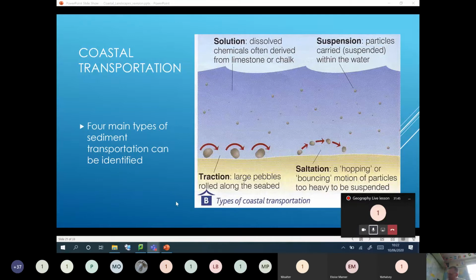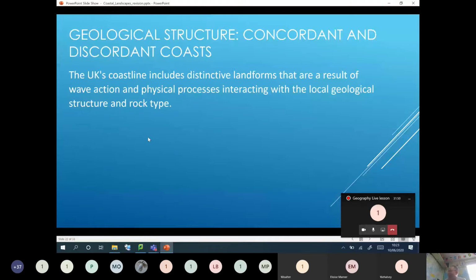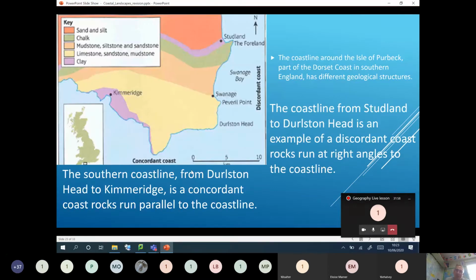Okay, so let's crack on. We move on to our headlands and bays. Of course, I'm including this stuff because you will need to know this for your exam you've got coming in a couple of weeks. So we're going to look at what are called discordant and concordant coastlines. These, again, you have all got target grades that are higher, so this is a term you need to know.